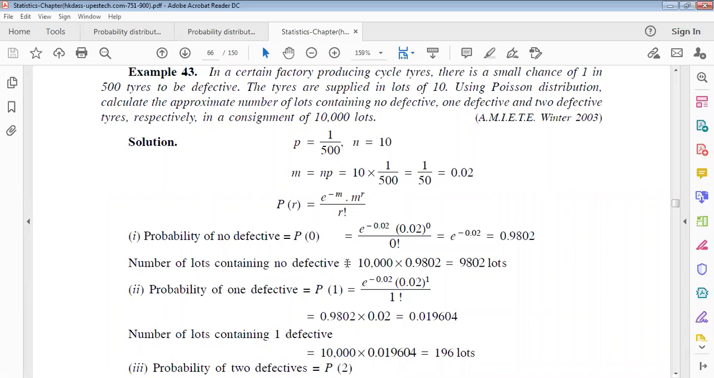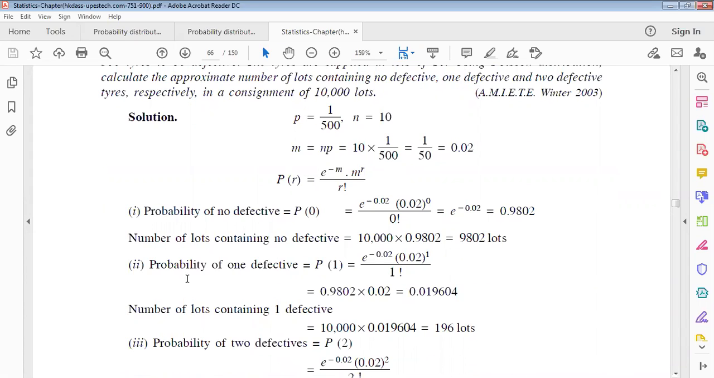Number of lots containing no defective, out of 10,000, will be this probability multiplied, then we get how many lots will be no defective? 9,802 lots. Similarly, for the second case, probability of 1 defective, that means r equals 1 in the probability density function of Poisson distribution. Just putting r equals 1 here, we get this result. Then just multiplying with the mean, we get the probability of this. So number of lots containing one defective will be 196 lots.